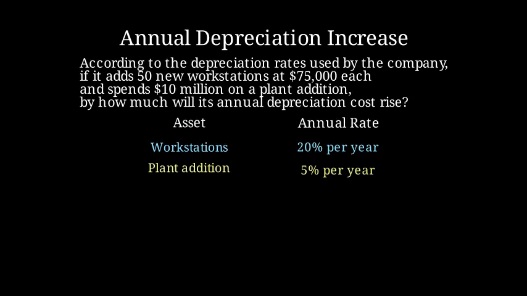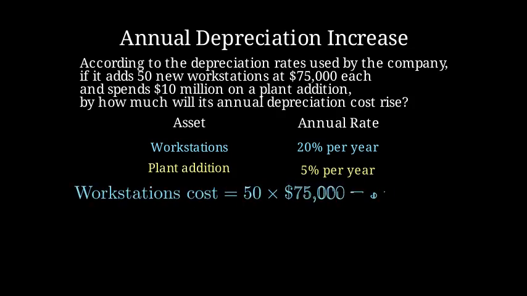We will assume the report lists two relevant rates. Workstations depreciate at 20% per year, and building additions depreciate at 5% per year. Now, we compute the total cost of the new workstations. There are 50 workstations at $75,000 each. So the total equipment cost is 50 times $75,000.